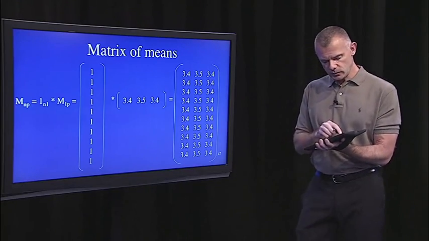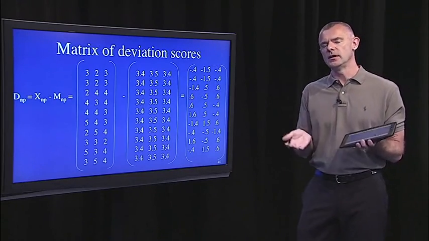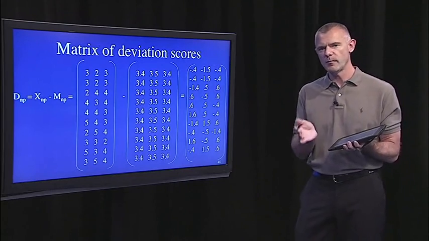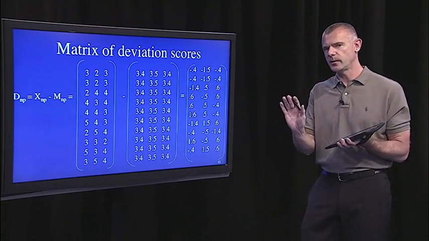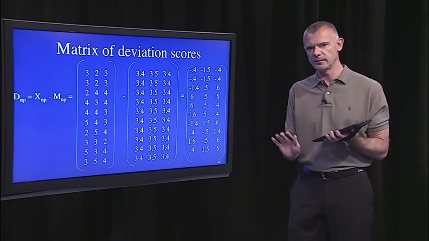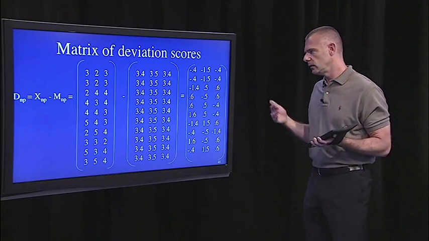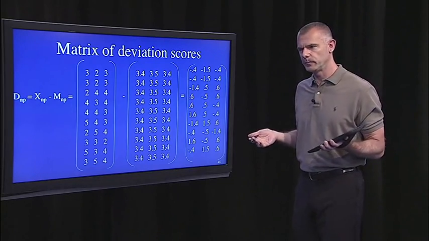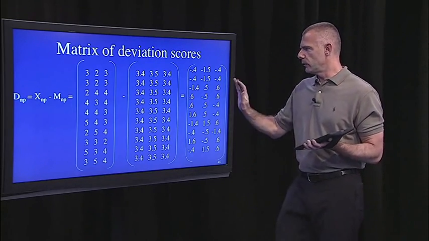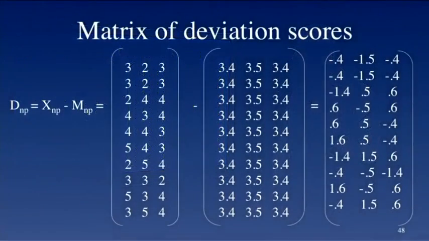What that allows me to do is get a matrix of deviation scores. Remember, we did this exact same thing, just employing basic everyday algebra. Now we're doing it in matrix form. So now I have my original data matrix, I have my matrix of means, and if I just subtract them, then I get a matrix of deviation scores.